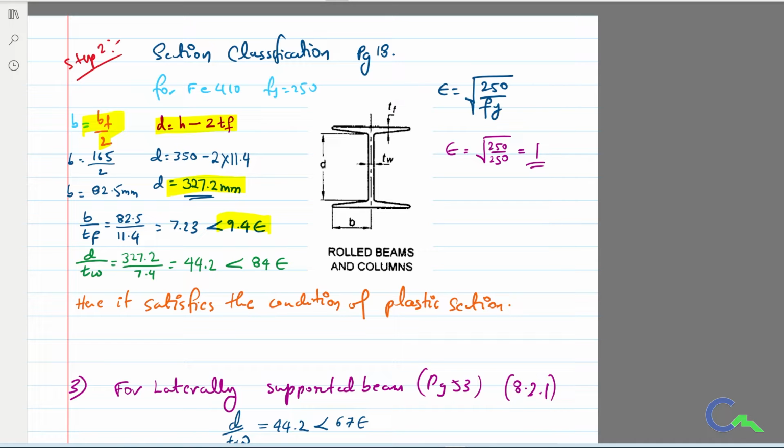In the second condition, D by TW, we calculated the D value, and TW is nothing but the thickness of the web. We got 44.2, which is less than 84 epsilon. So I can say the entire section is plastic. So that is the first step.